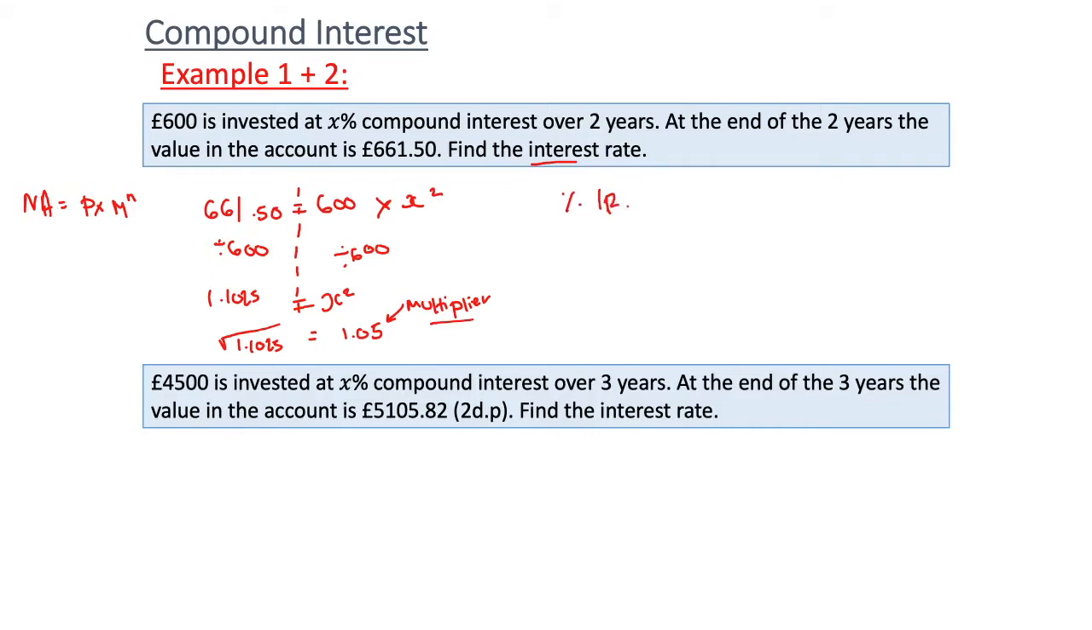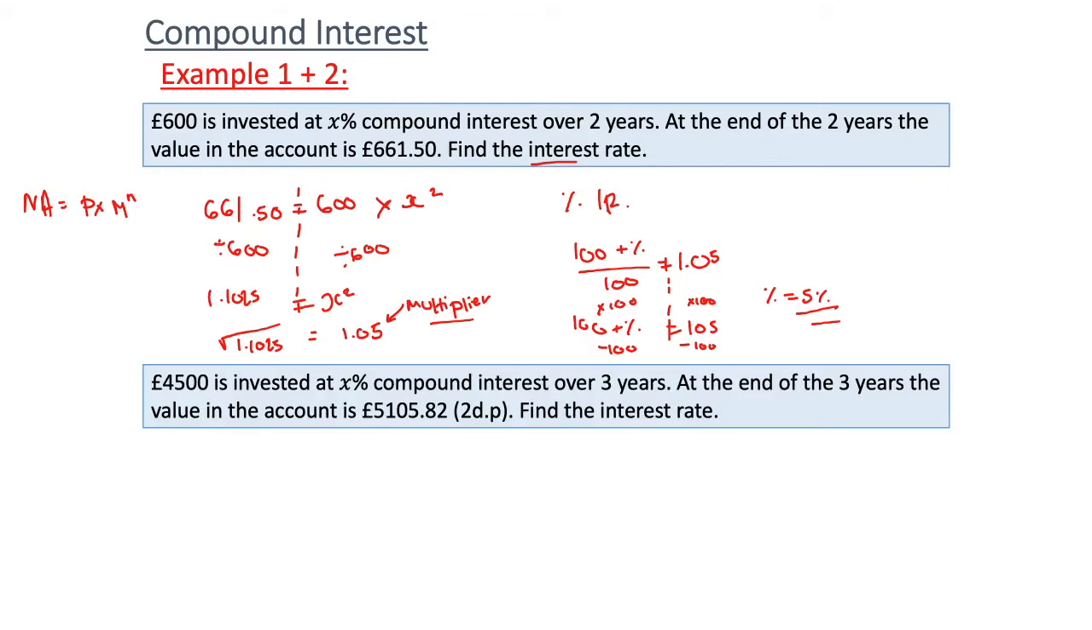So if we remember, to find our multiplier we do 100 plus our percentage divided by 100, and that equals our multiplier. We know that our multiplier here is 1.05. So now we have to do the opposite. At the moment it's divide by 100, so we multiply by 100 on both sides. So we're left with 100 plus our percentage is equal to 105. At the moment we've got plus, so we subtract 100 from both sides, leaving us with our percentage equaling 5%. And that is the final answer. Let's have a look at the next one.